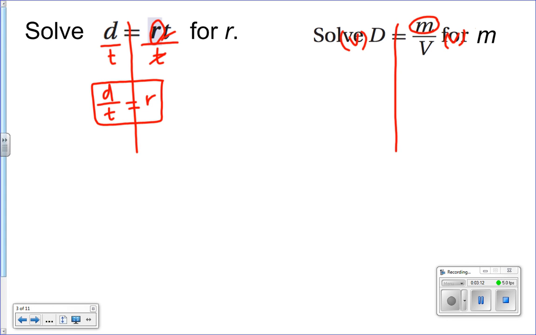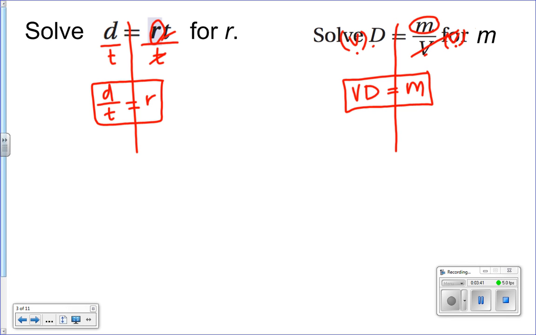So on the right, these two V's here and here cancel out. All I've got left is this M. On the left-hand side, V and D, well, we don't know what V is, we don't know what D is, so just to show that they're being multiplied, we're just going to squish them together. We accomplished our goal. M is by itself, so mass equals volume times density. Okay, simple as that. There's no math involved. It's simply knowing what inverse operations to use to undo what's being done.